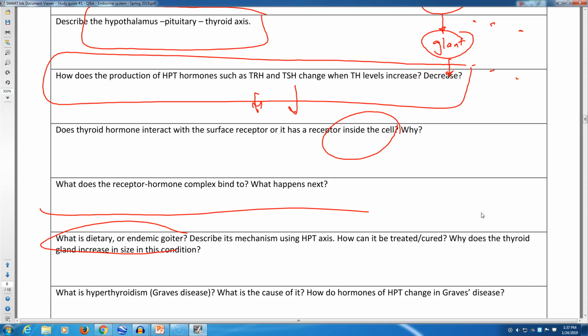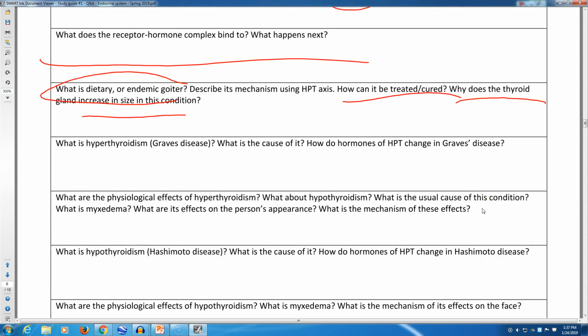So there will be questions about those diseases. Treated, cured, get more iodine. Why does the thyroid gland increase in size? It compensates. Graves' disease. Antibodies bind to which gland? Thyroid. Increased production of TH. So you will see a lot of TH, little TSH, little TRH. Remember, please, that antibodies bind to the thyroid, not any other.